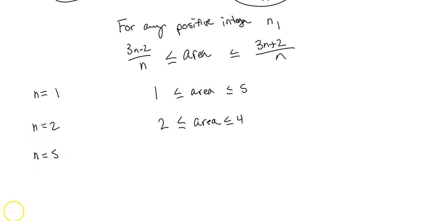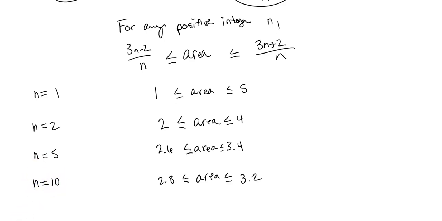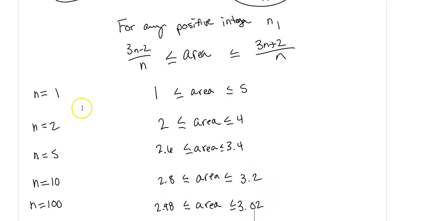If I let it be 5, I get even closer. If I let it be 10, I would get between 2.8 and 3.2. And if I let it be 100, I would get that my area had to be between 2.98 and 3.02. Now these are all accurate upper and lower bounds, but obviously some of them are better than others. And you notice as your n increases, your bounds tighten, and you can see hopefully what this is heading towards. It looks like our area is probably actually 3 units for this problem.